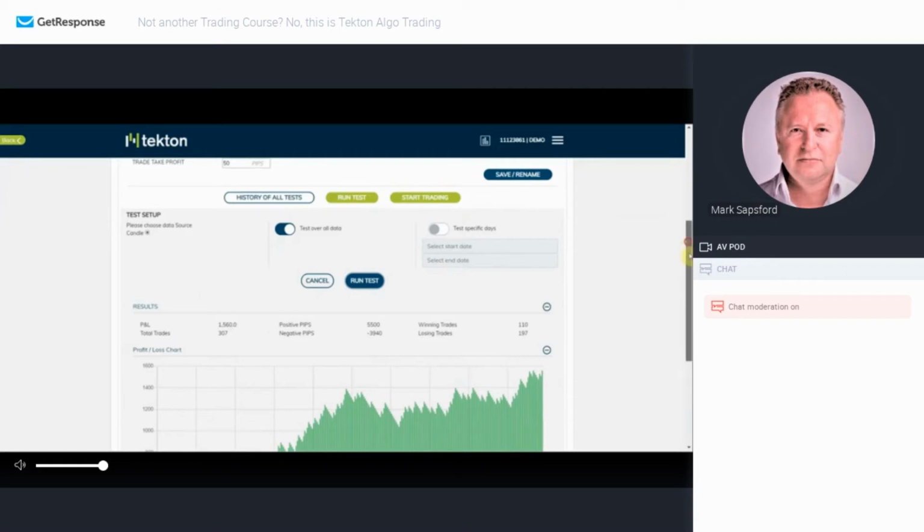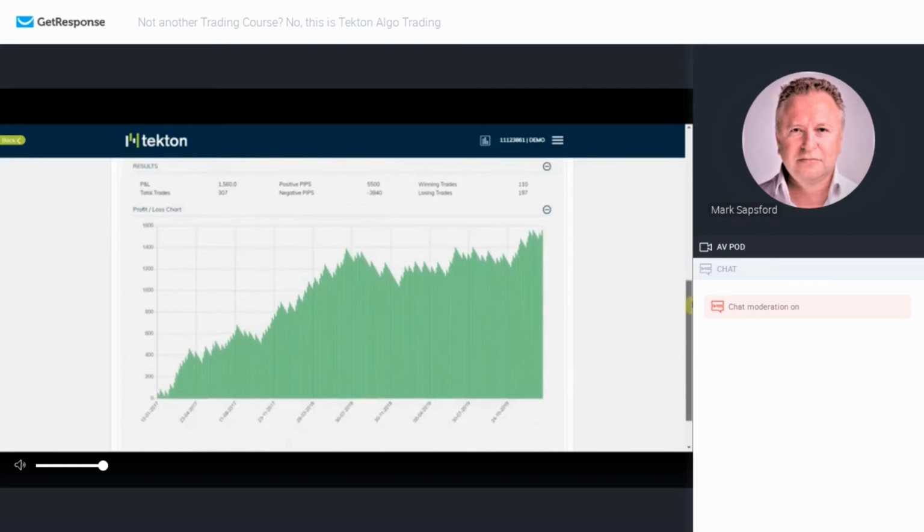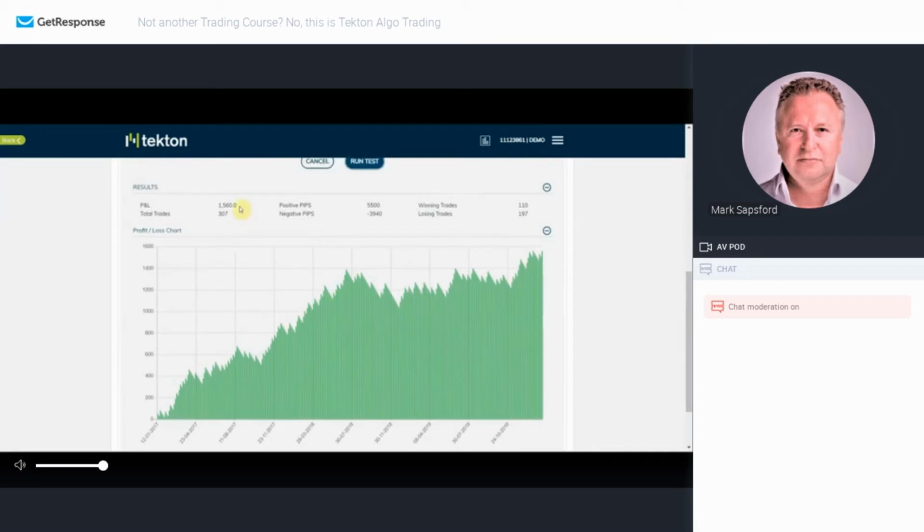That's a lot of positive news coming from that strategy. It's a good 15,000 euros profit in that time period. One strategy, one currency pair, and one setup. So that's automated as well, remember.